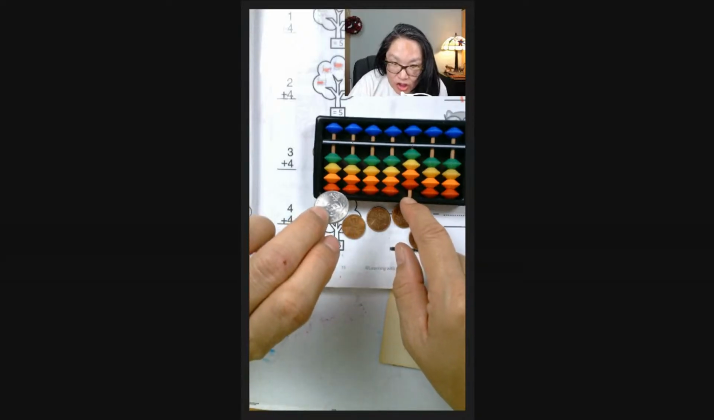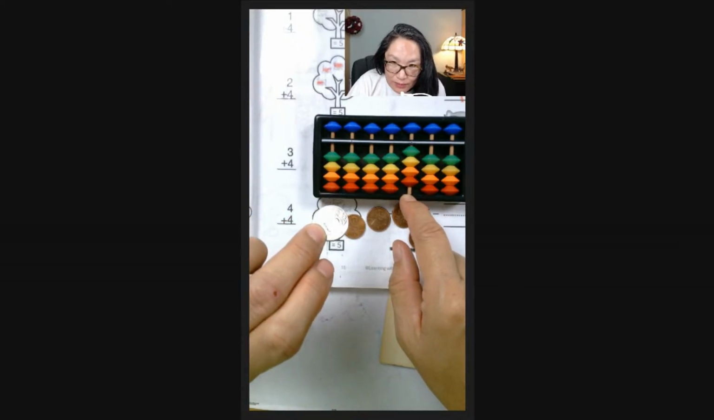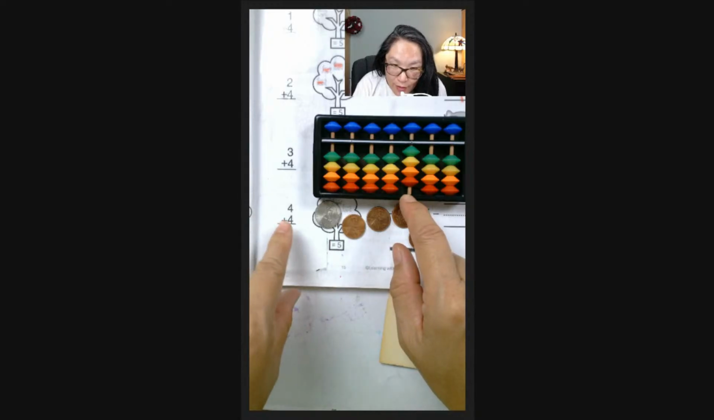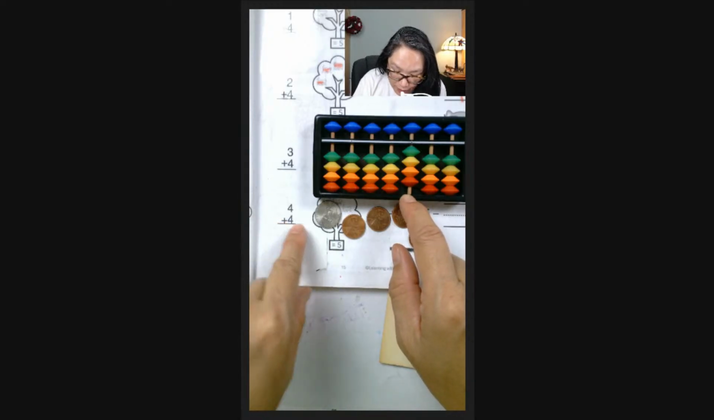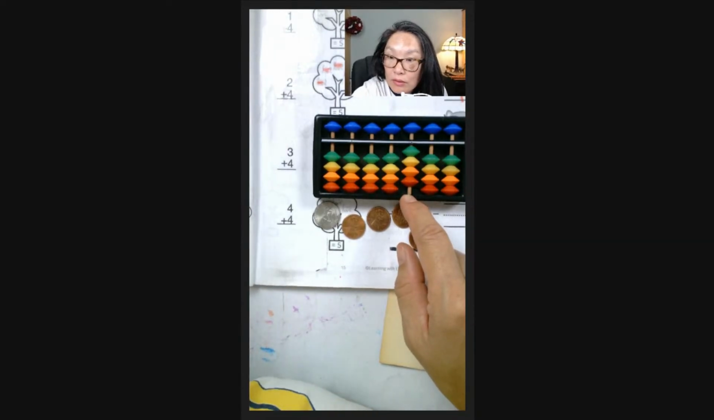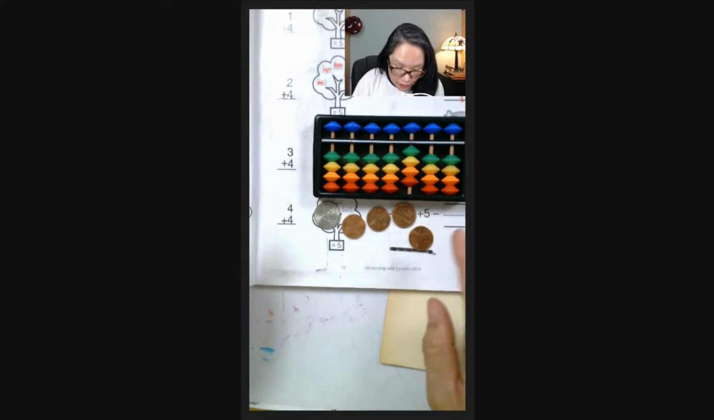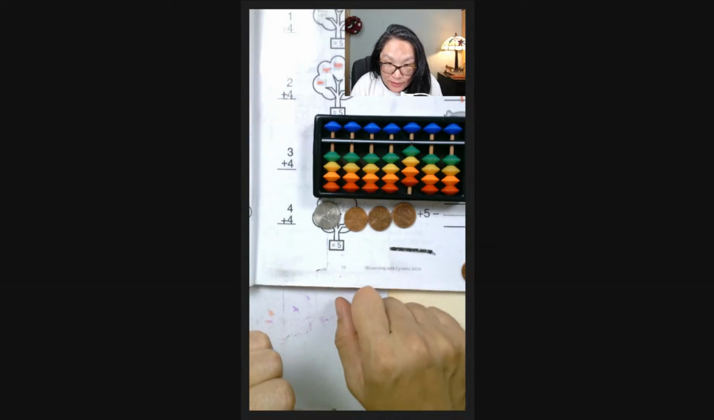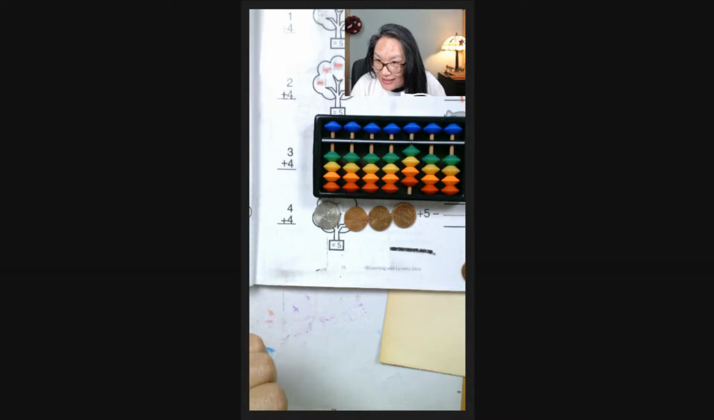5 cents. It's just like money. If I give you 5 cents, that's more than enough. But we need to exchange that out. We have to take away the 1. So then we're left with 8. Does that make sense? Right?